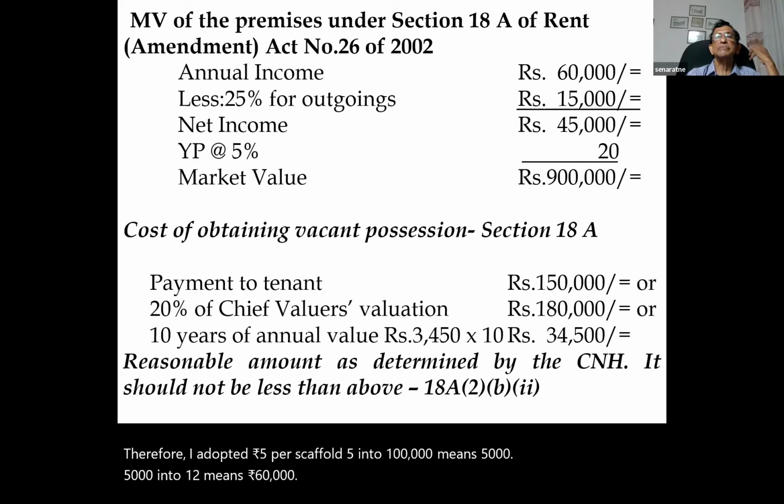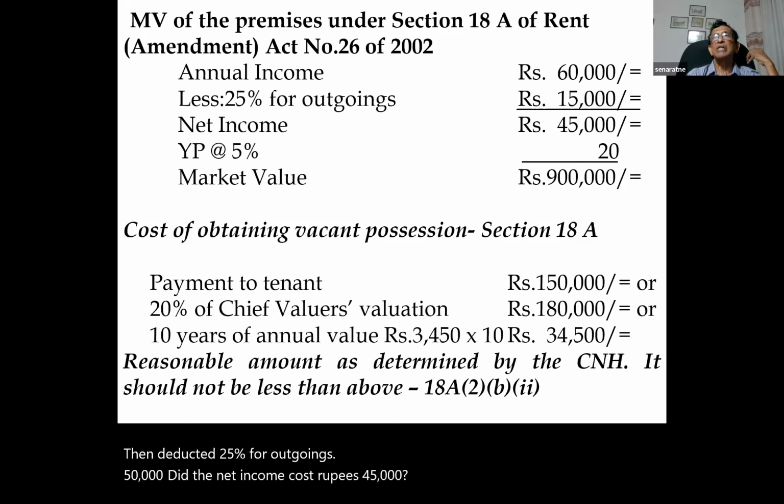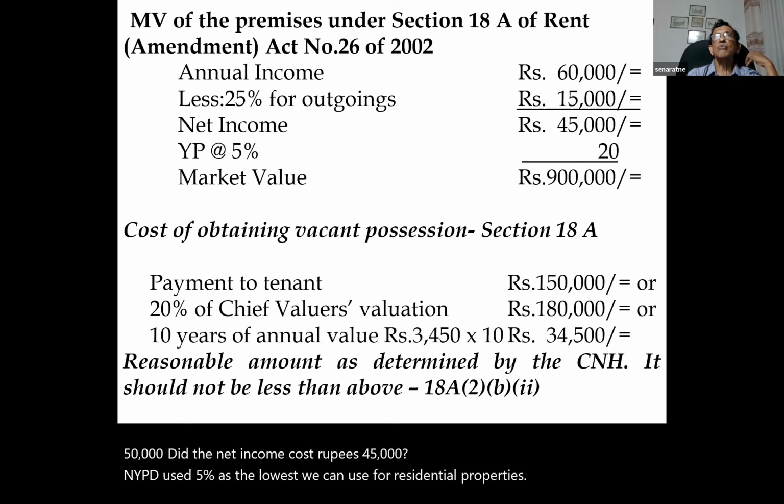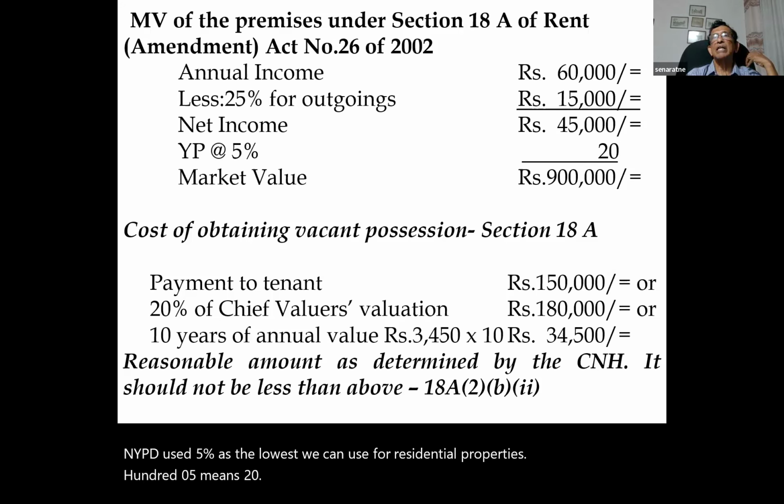Then I deducted 25% for outgoings, 15,000. Then the net income comes to 45,000. And for YP I use 5%, the lowest we can use for residential properties. 100 over 5 means 20. When we multiply the net income by 20 YP, we get the market value of 900,000.